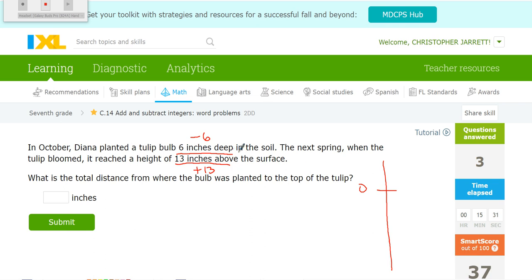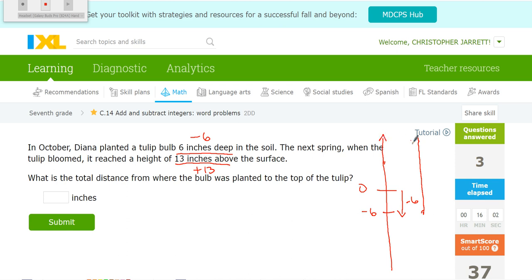So if I read through and take my time to figure out what's happening, the first time it was 6 inches deep in the soil. So I go down to about negative 6. I started at 0 and I went down to negative 6 to represent the plant being 6 inches deep. So I'm going to start with a minus 6. But then the next spring, when the tulip bloomed, it reached a height of 13 inches above the surface. So that means it went from negative 6 inches below all the way up to 13 inches above.